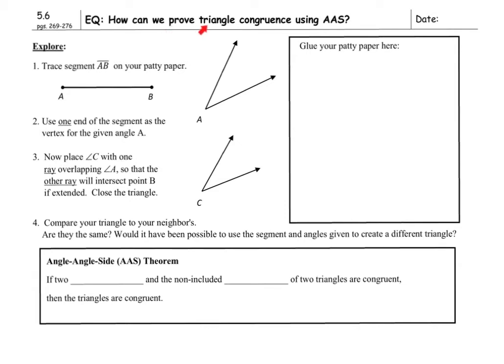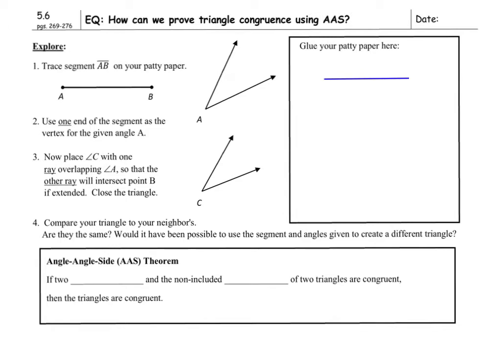Today we're going to be working on proving triangle congruence using angle, angle, side. First thing we're going to do is trace segment AB on a piece of paper. I'm just going to trace it using my tools here, and then I'm going to move it over here.